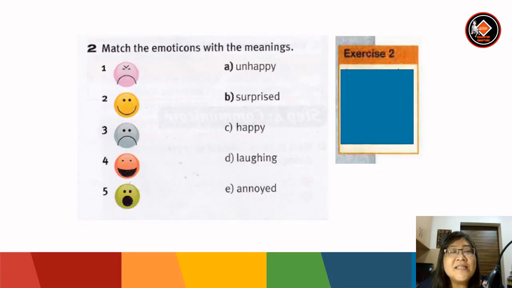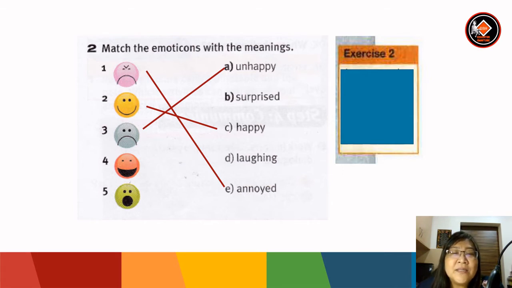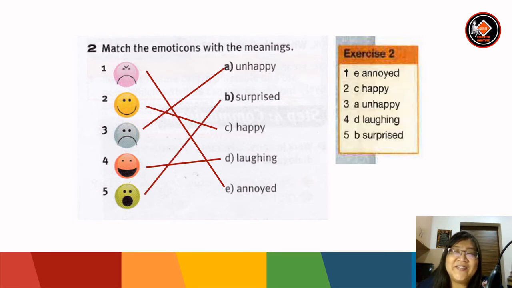Dear students, for exercise 2, let's match the emoticons with the meanings. So there are 5 emoticons here, and then you have the meanings. You have unhappy, surprised, happy, laughing, and annoyed. So number 1, the first one is for annoyed. Number 2 is for happy. Number 3 is unhappy. Number 4 is laughing. And the last one, number 5, is surprised.